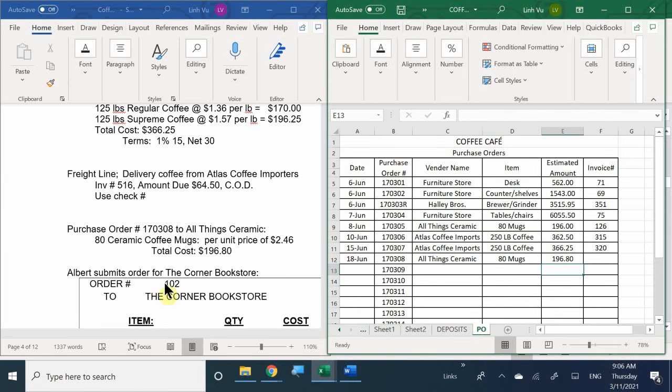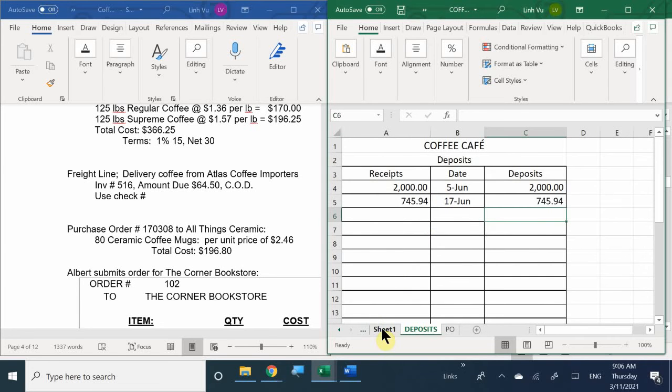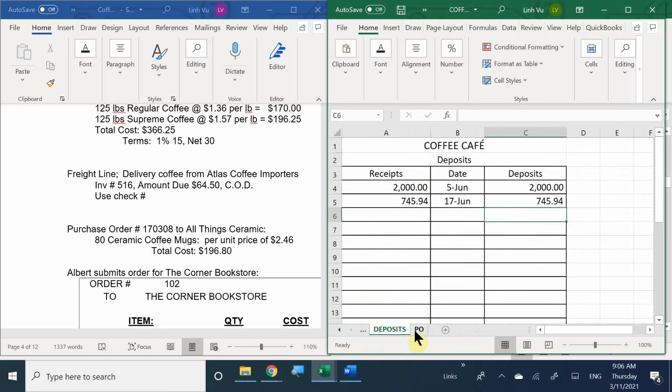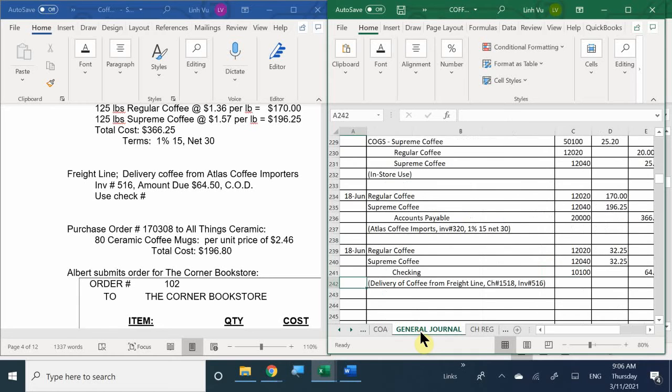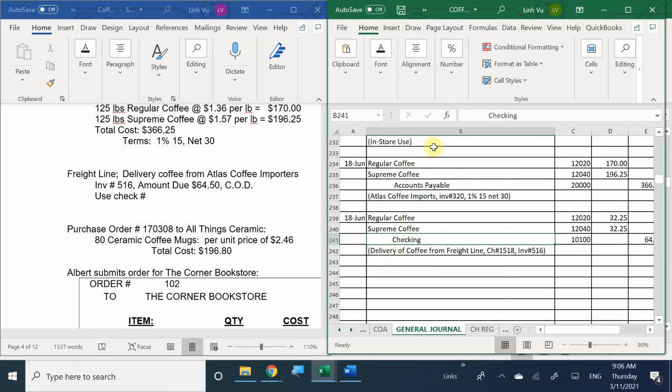What do we do with this purchase order? So we're going to receive the invoice, and that's it. Okay, good. All right, so we can move on to the next transaction.